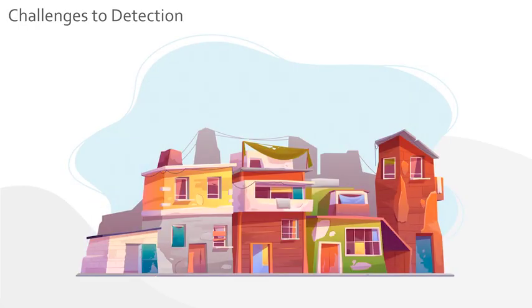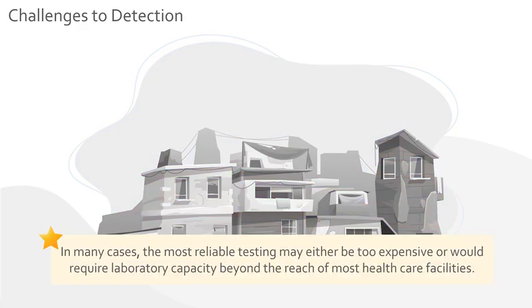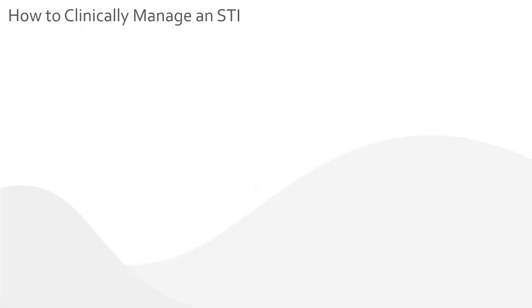However, for many low and middle-income countries, or LMICs, there are practical limitations to work around. Current laboratory capacity and resources often do not permit reliable diagnosis or screening of gonorrhea and chlamydia. In many cases, the most reliable testing may either be too expensive or would require laboratory capacity beyond the reach of most healthcare facilities. The clinical management of STI also presents choices with a range of costs and effectiveness.